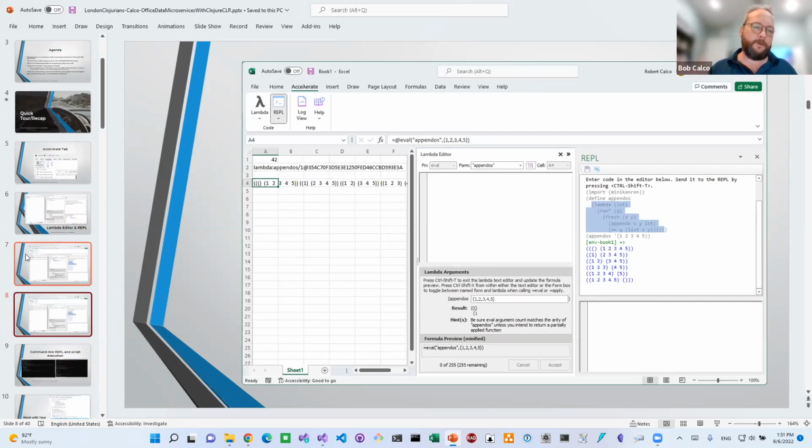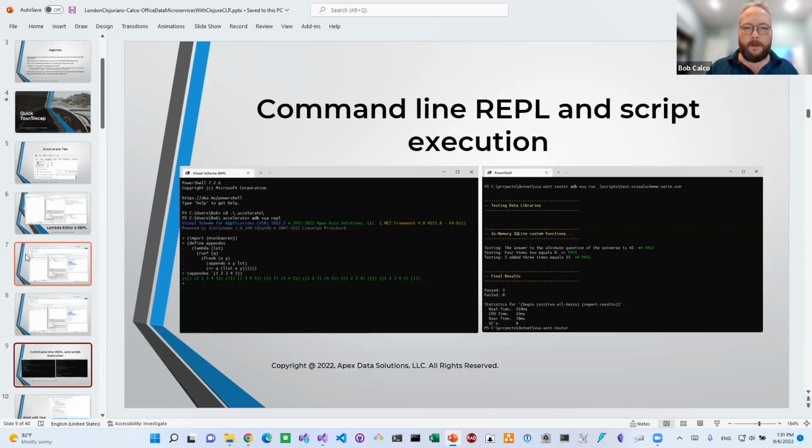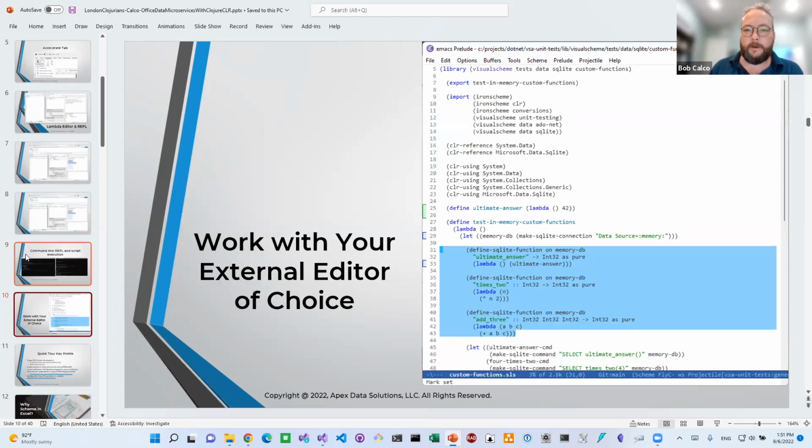All of that we walked through in the last presentation we did in March. And we also exposed command line REPL and external script execution. So this really opens up the model a bit. You're no longer stuck within Excel. You can write proper scripts. You can run tests. You can REPL interactively with your favorite editor.